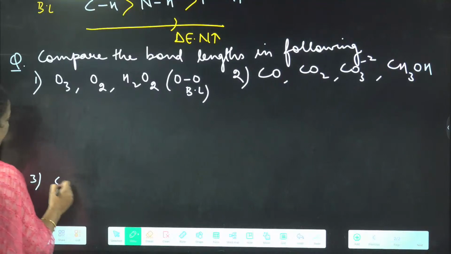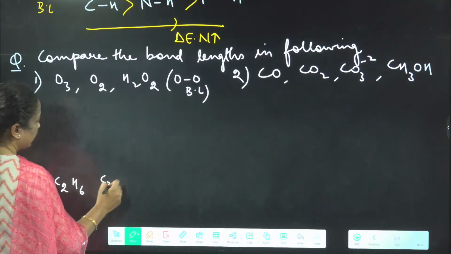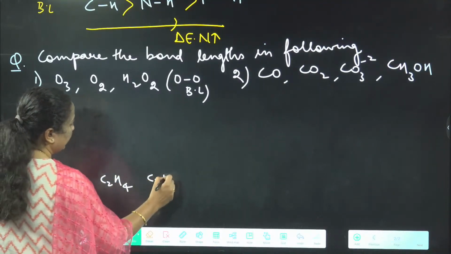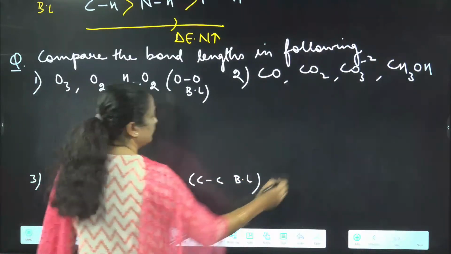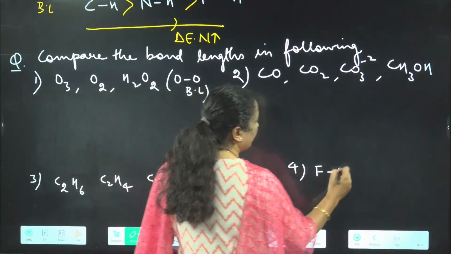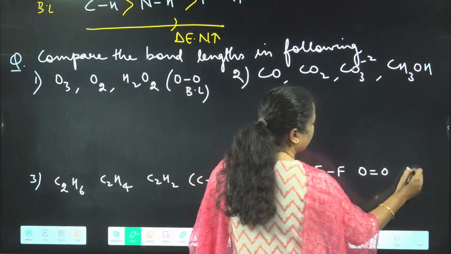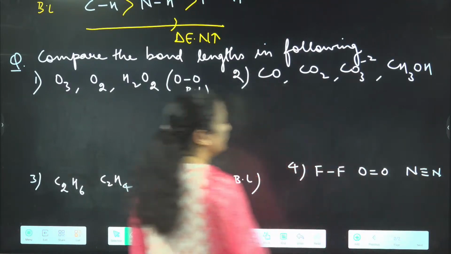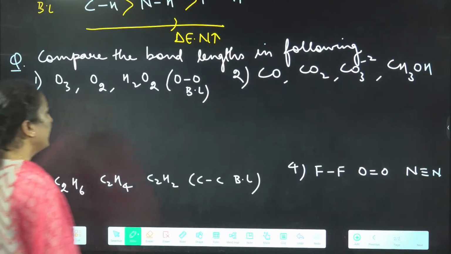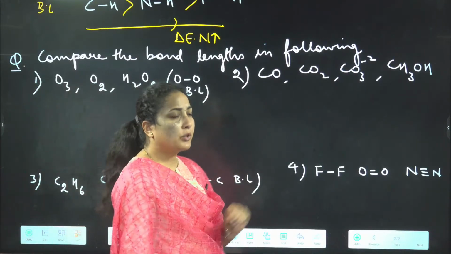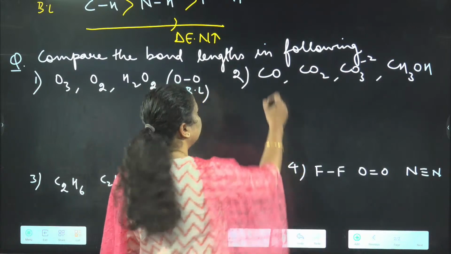And let us say I give you C2H6, C2H4, C2H2. You have to compare carbon-carbon bond length. And if at all I give you fluorine-fluorine, oxygen double bonded to oxygen, N triple bonded to N. I'll solve one of the questions, right? I'll solve the second one so that you have the idea how to go about it.